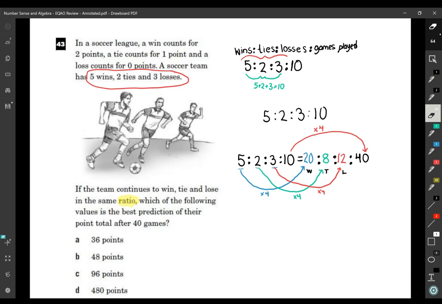Now we have to figure out how many points the team is going to have. So they're going to get total points.